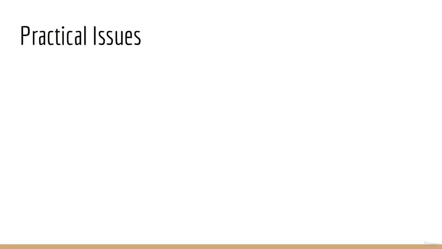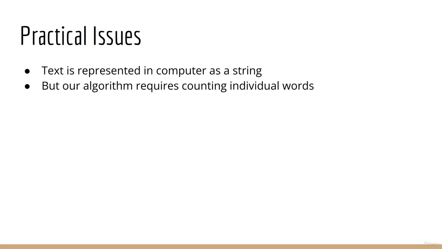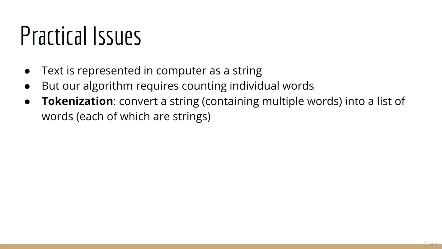Now, there are a few things we have yet to discuss about converting text into vectors by counting. These are all very practical issues. That is, you wouldn't be able to code this up in Python without solving these issues first. So the first issue is to recognize that text is represented in a computer by a string, but our algorithm involves counting individual words. So the detail we have to consider is, how do we get a single string of text, which contains multiple words, with punctuation and other complications, into single words that we can count? This is a process called tokenization, which we will discuss shortly.